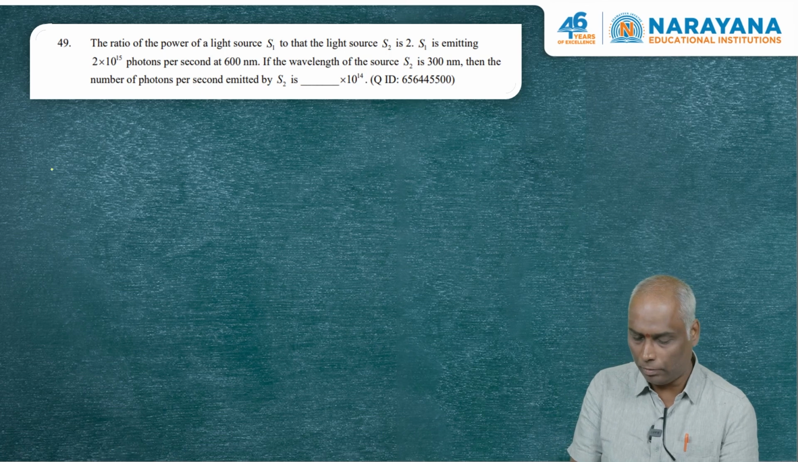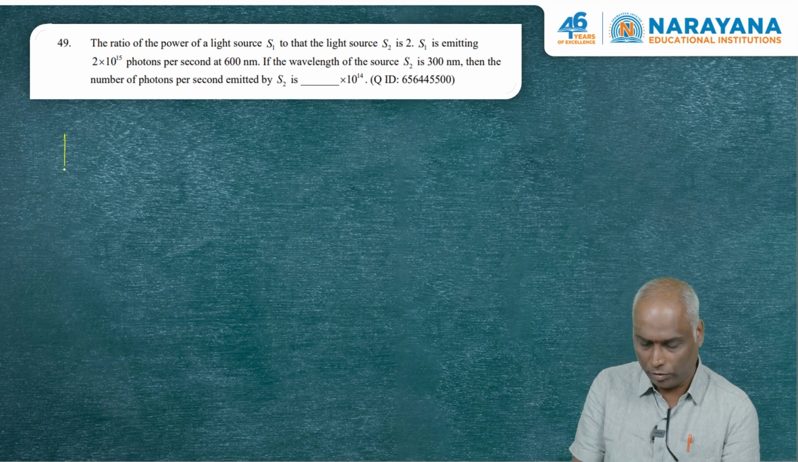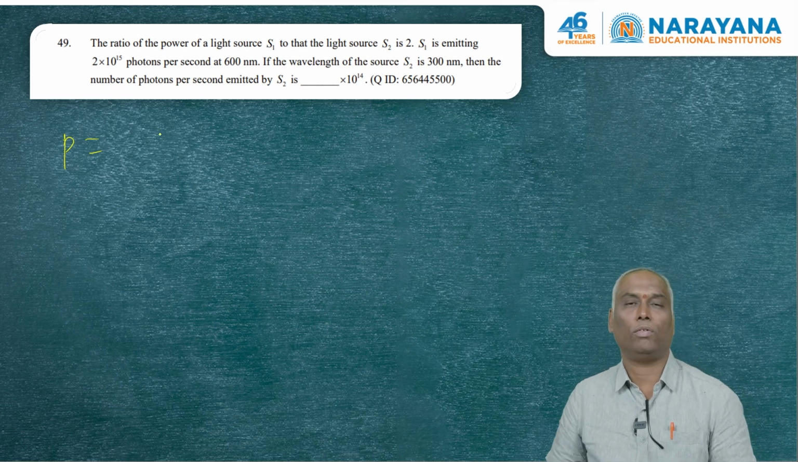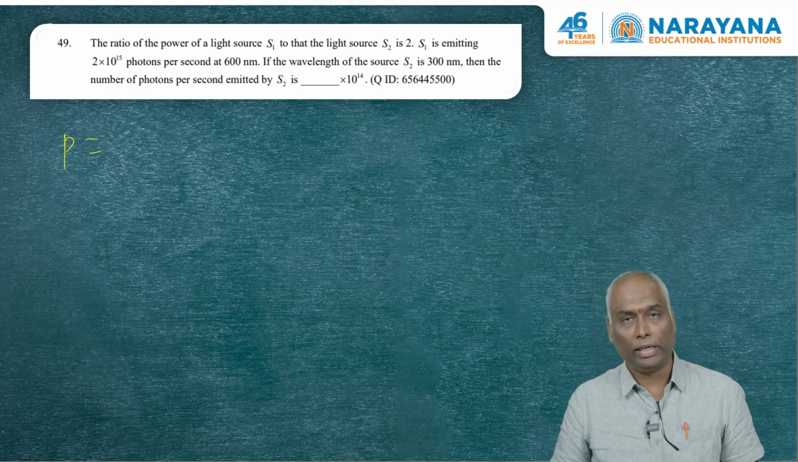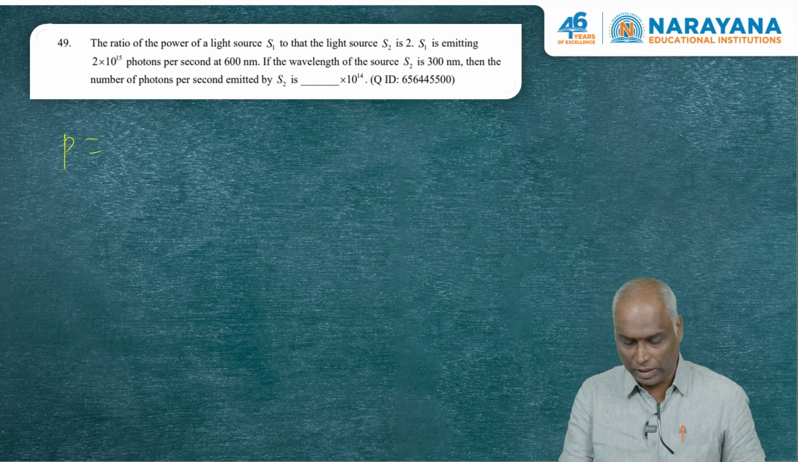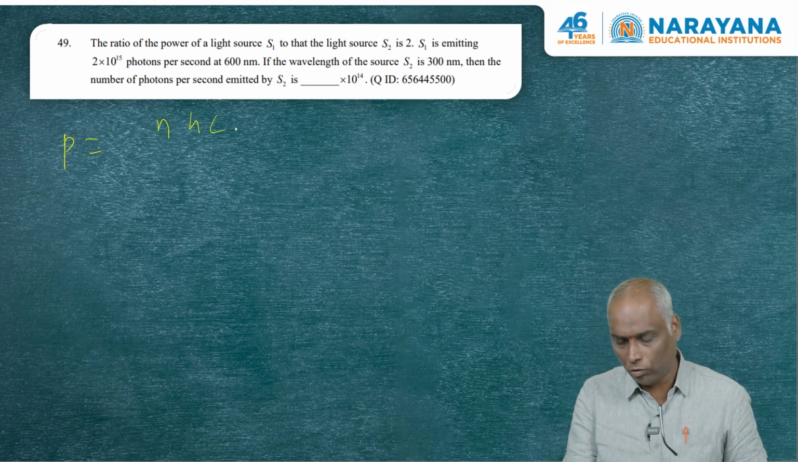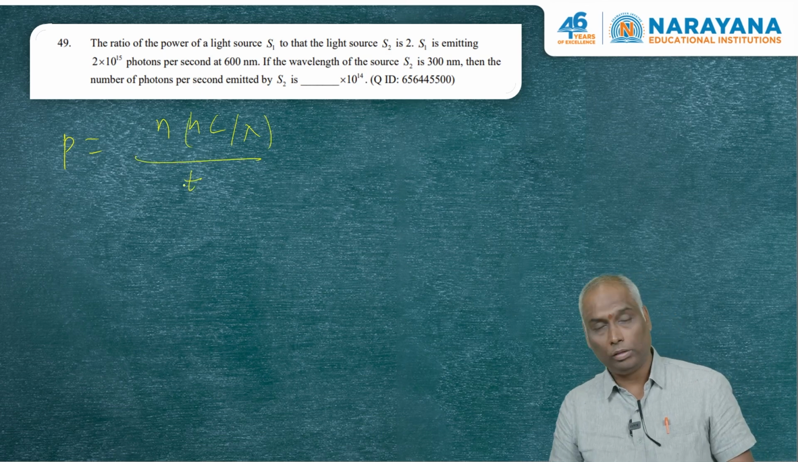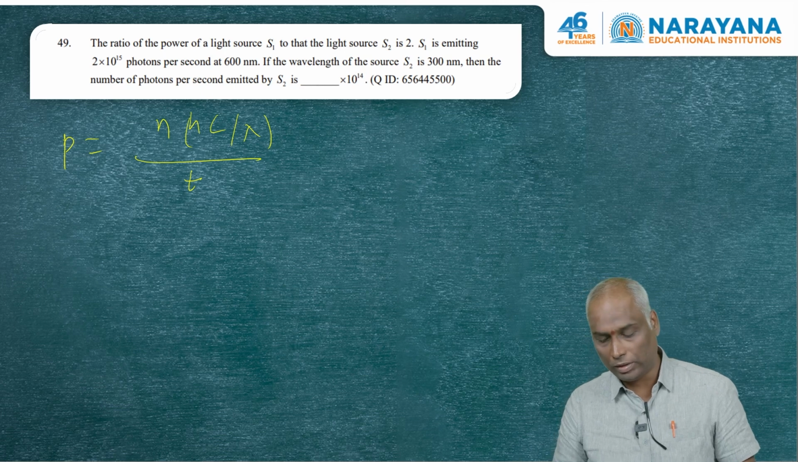So the ratio of powers is given. We know that power is nothing but the total energy emitted per unit time. If I imagine that the wavelength of the light used is lambda, and it is emitting n photons in t seconds, then P becomes equal to n into the energy of each photon, which is hc divided by lambda, whole divided by the time t. N is the number of photons emitted in t seconds. So in this question, h and c are constants. The number of photons per unit time and wavelength are different.